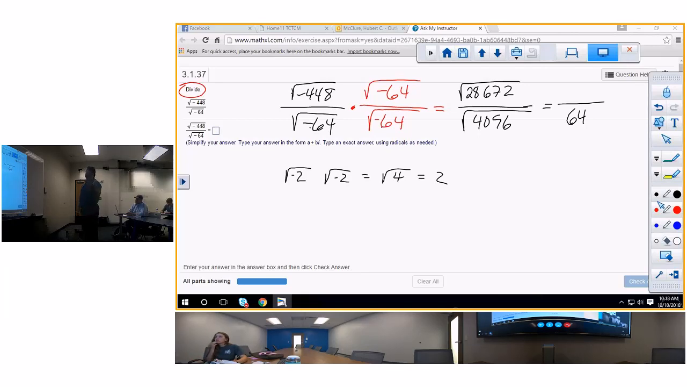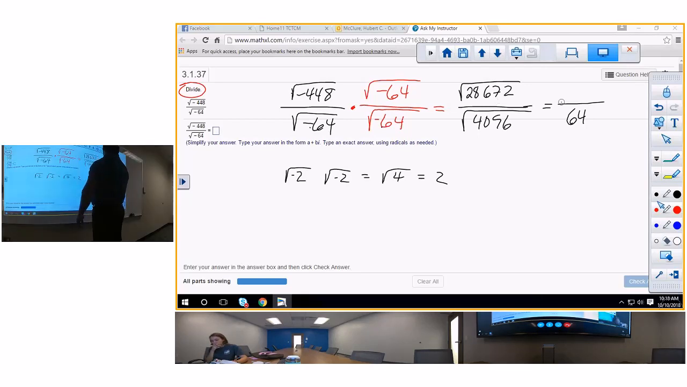And okay, they say type the answer in form of A plus Bi, so now they're telling me they want i, like you said. I missed that, Miss Shuttleworth. You probably are correct now that I see that. So that's a big number. So I'm going to put this square root of 28,672. Okay, that's if you were just rationalizing the denominator.